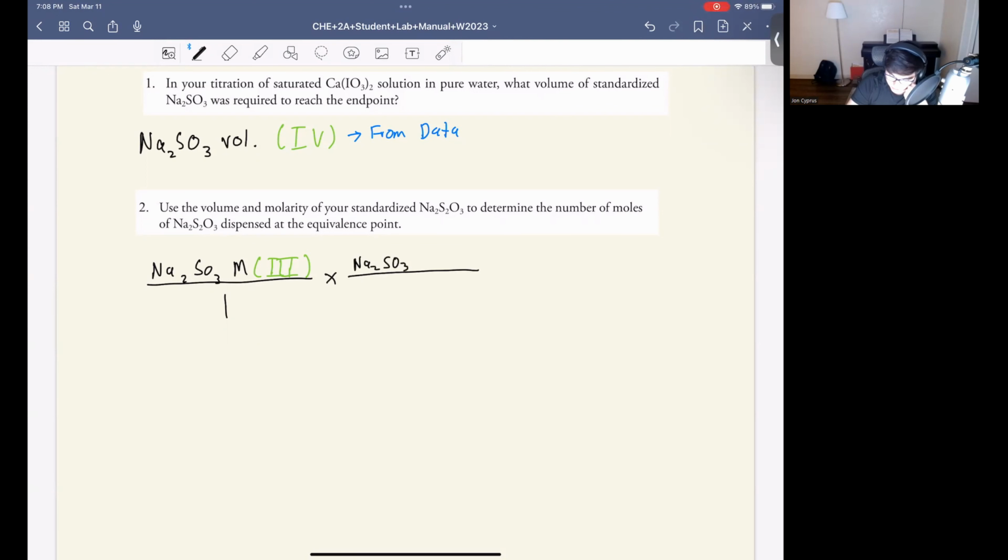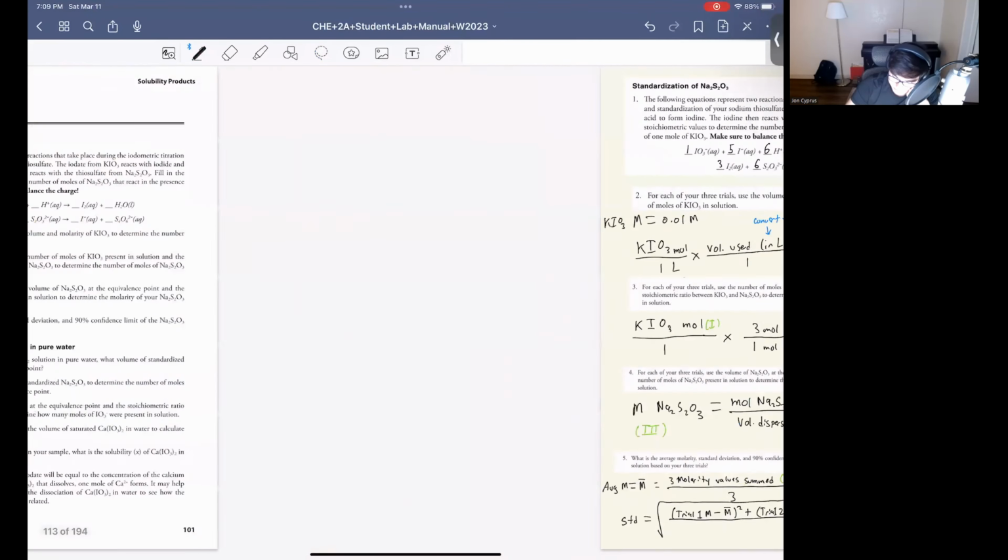sodium thiosulfate solution dispensed, right? And that is from number 4. That's from your data, right? Make sure you convert it to liters. You will get everything wrong if you do not. So please do that. This will give you the moles of sodium thiosulfate. I'm going to denote this with a 5. Right, we'll go to the next one here.